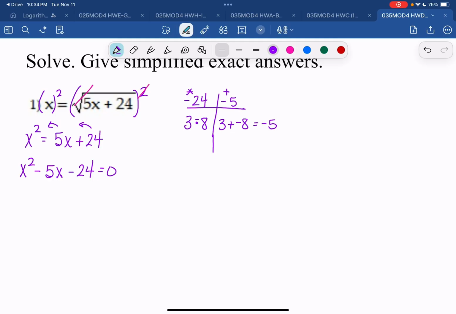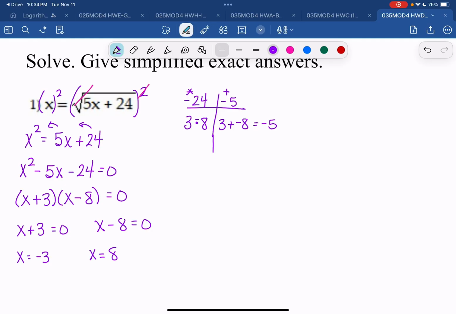So this one actually can be factored. So we've got x plus 3 and x minus 8. And then I could set each factor equal to 0. And x equals negative 3, x equals 8.